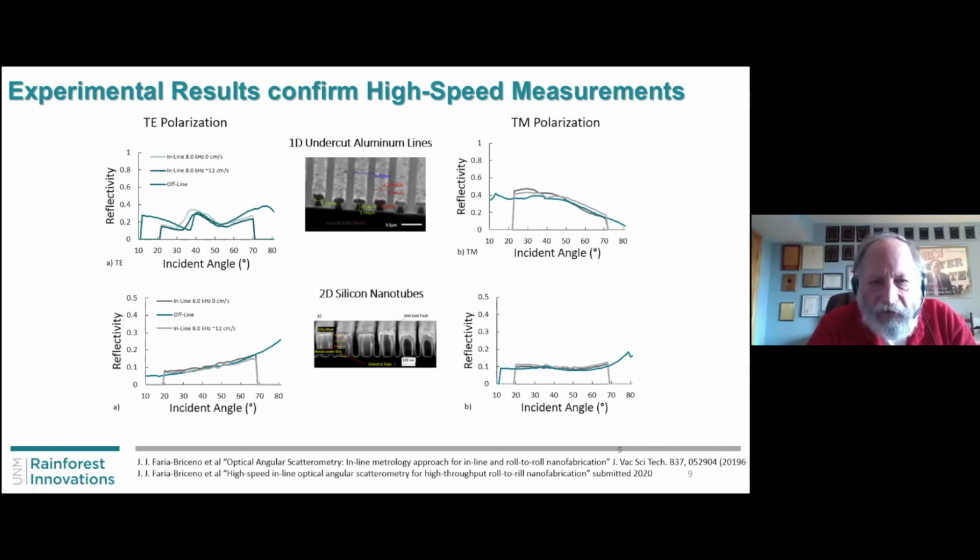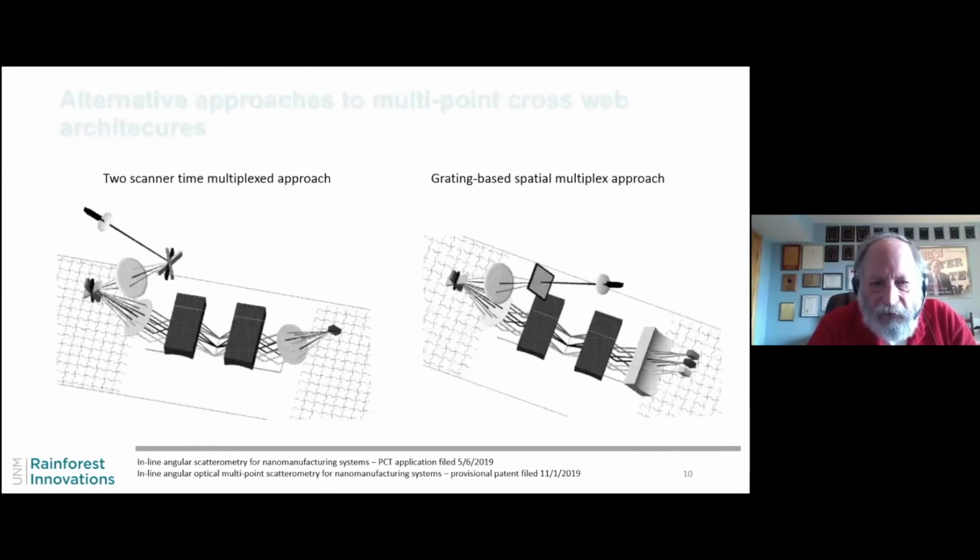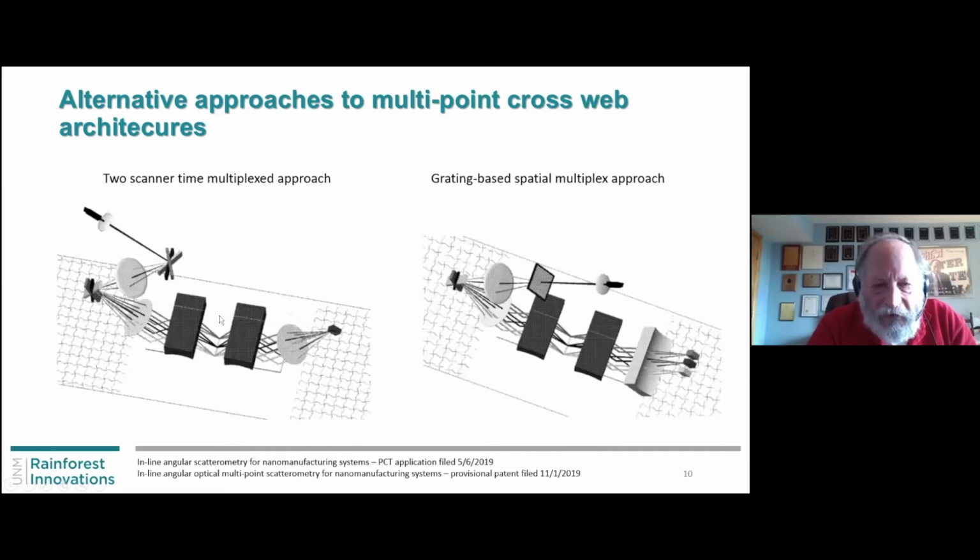So the system works as predicted in terms of speed. Right now, for the first version of this, we're going to scan the whole thing across the web, so we can measure one line on the web and we move it around. What we're aiming to do in the future is go to essentially multiple beam spots, so that we don't have to move this. We actually have the whole web. We have a number of points along the web, and we only have to move it if we want to move it over the distance between points instead of the whole web.